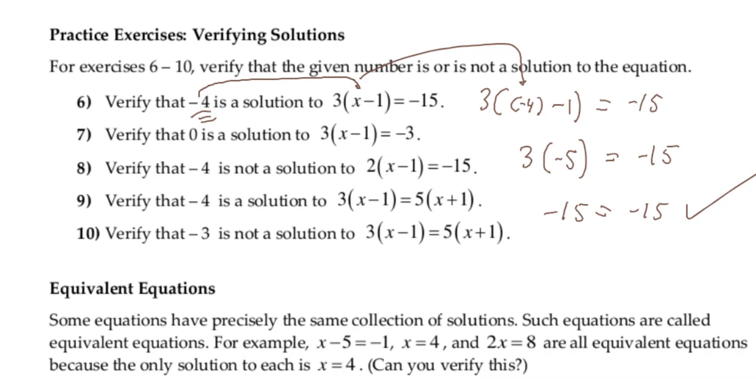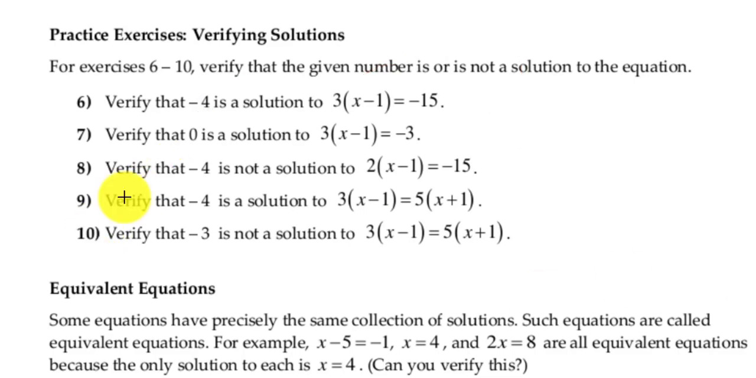I'm going to try one more. I'm going to do number 10. And I'll erase all of this stuff. Okay, so take a moment if you need to copy this or practice maybe 7 and 8 on your own, and then we'll try number 10. Okay, so for number 10, we're going to verify that negative 3 is not a solution. Okay, so that means both sides will not be equal when we're done. So again, I'm going to replace my x's with the negative 3. So anywhere I see x, I'll write negative 3. So I'm going to rewrite the problem up here.